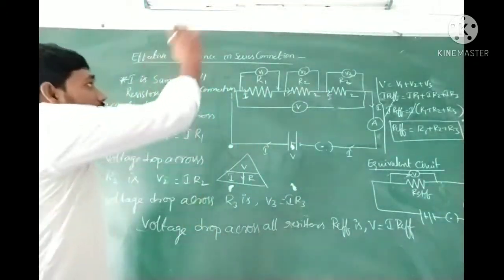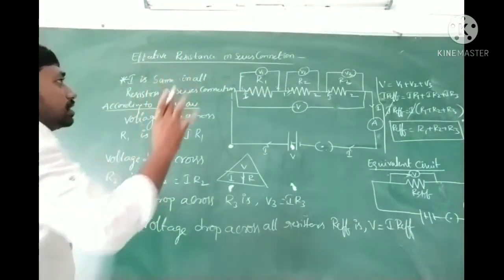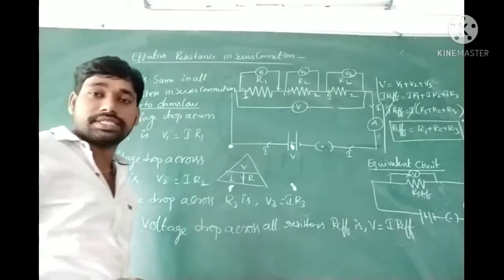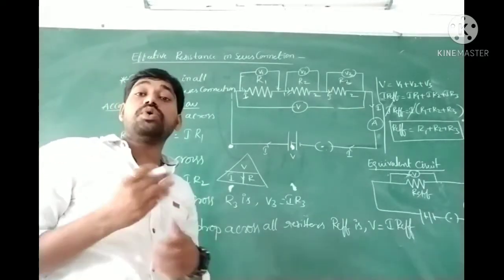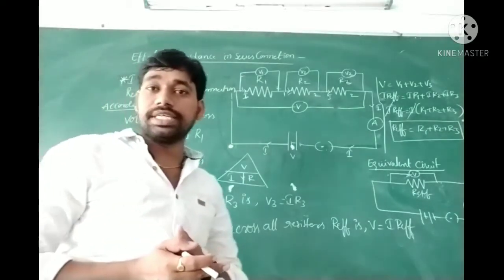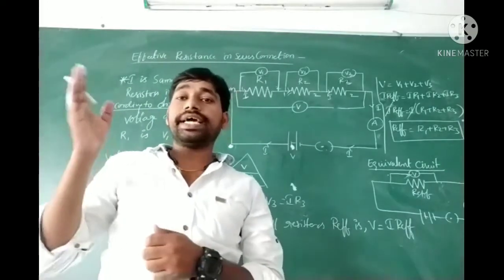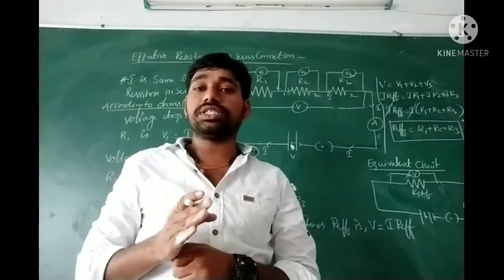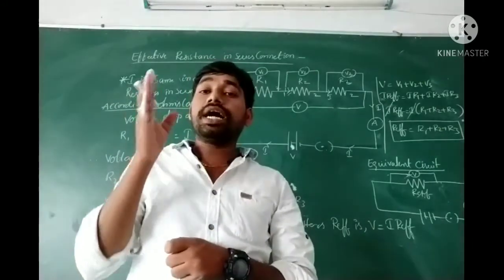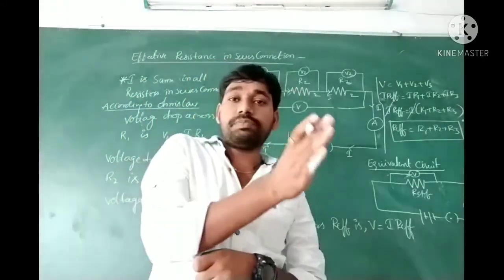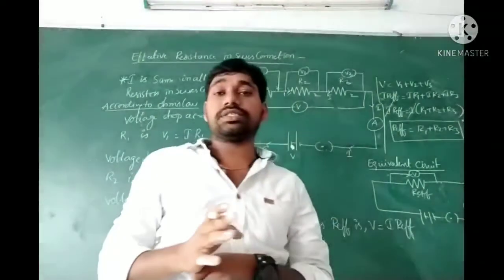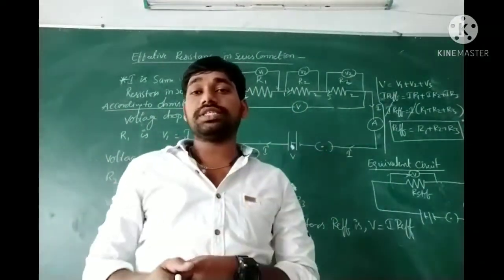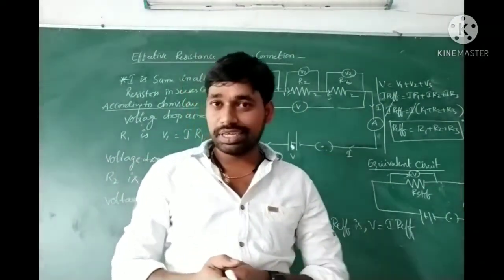So this is how we find it when three resistors are connected in a series connection. If there are more than 3 resistors connected in series, say n resistors, then the total or effective resistance is R1 plus R2 plus R3 and so on up to Rn. The sum of all resistors is the effective resistance in a series connection.